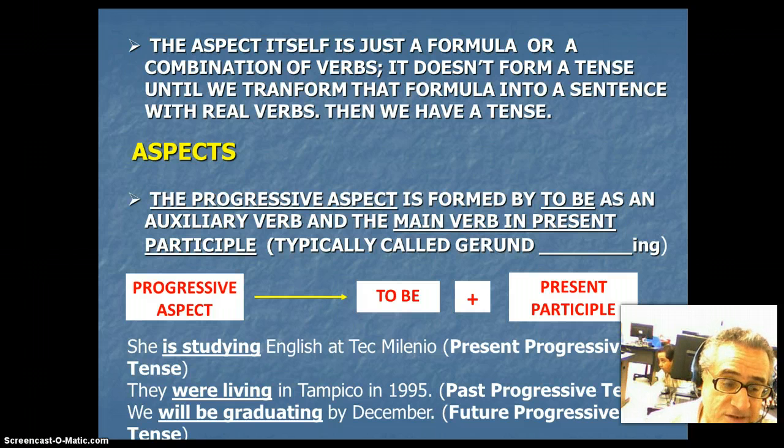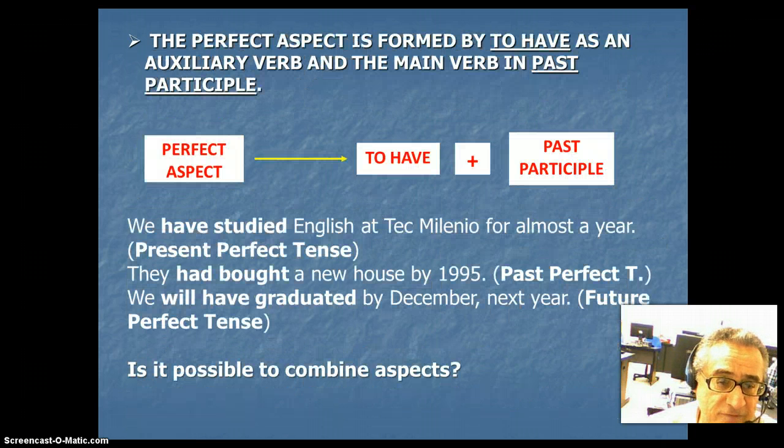Examples: she is studying English at the Millennium. What tense is that? You already know it from English 1. It's present progressive, right? Another example: they were living in Tampico in 1995. What tense is that? Because of the word "were," which is past, it's past progressive. And another one is: we will be graduating by December. What's the tense here? It's future progressive.